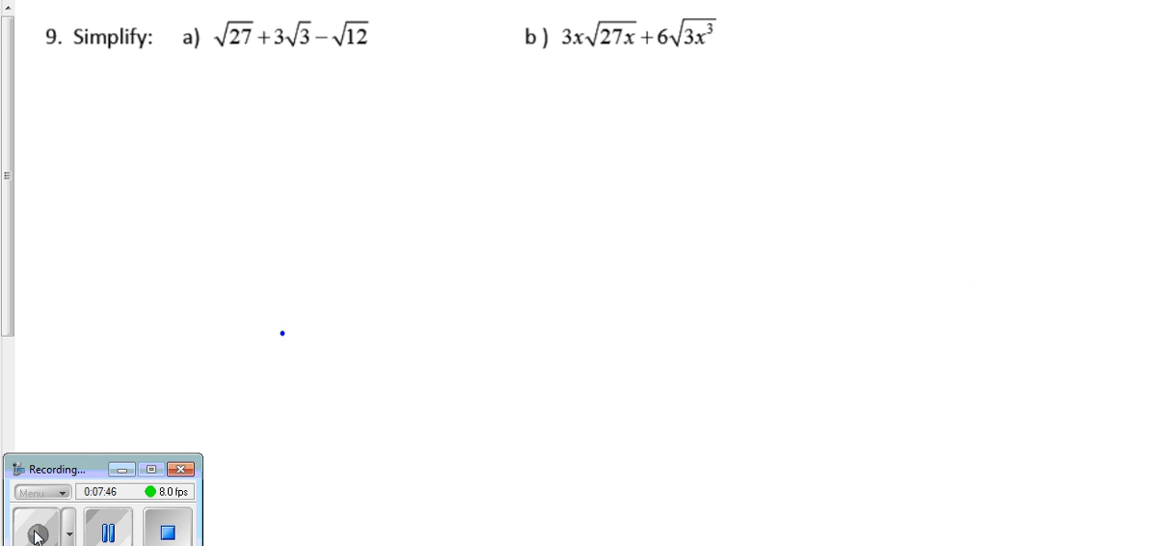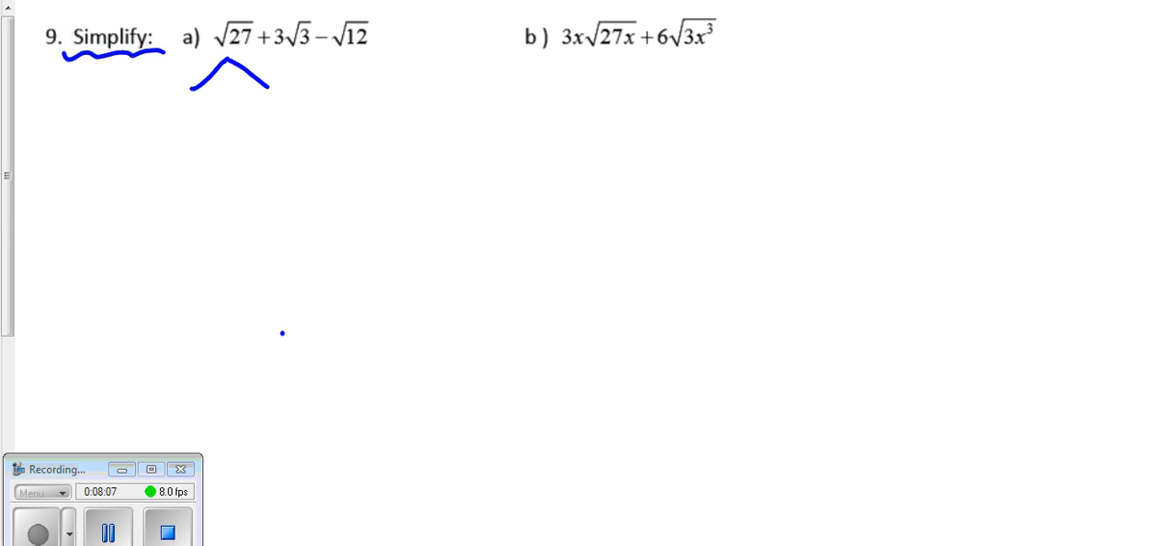Alright, now for number 9. Okay, we have to simplify first before we perform the operations. So it says simplify, but we need to simplify each part. So the square root of 27. We need the factors of 27. One of them is going to be a perfect square.